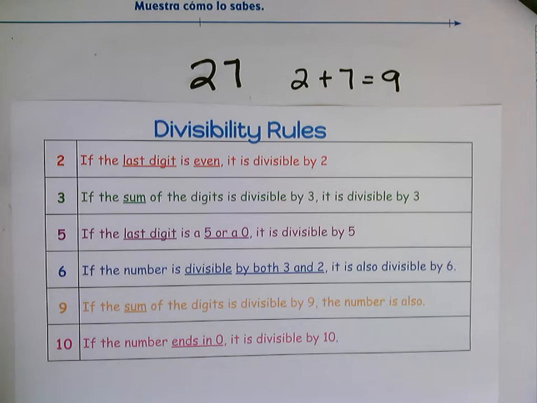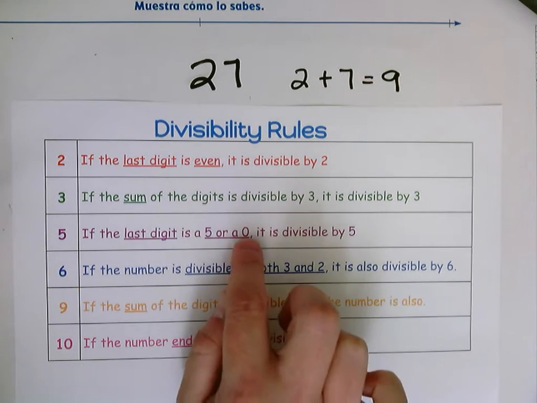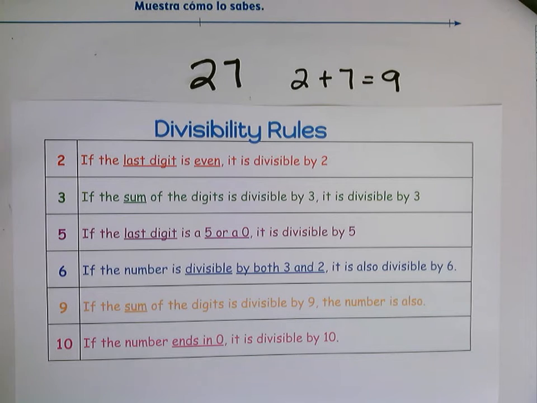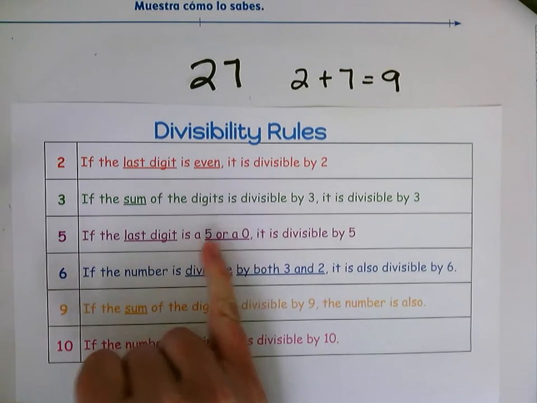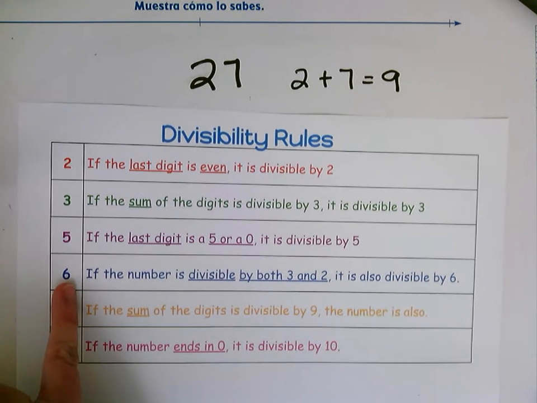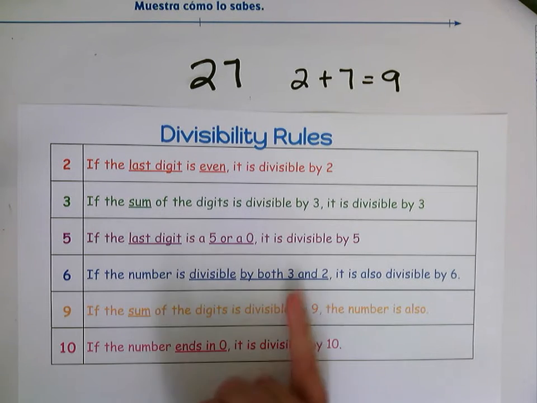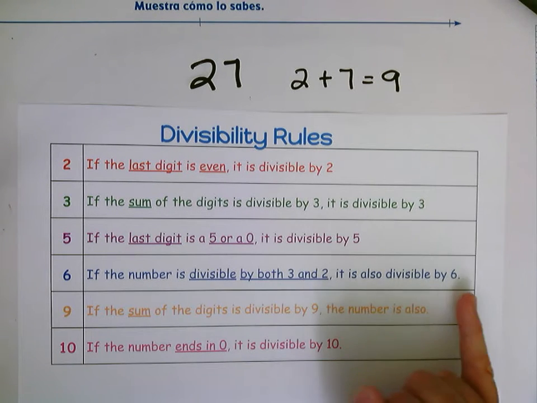A number is divisible by 5 if the last digit is a 5 or a 0. Thinking about when we count by 5, we get 5, 10, 15, 20. Every one of those either ends in a 5 or ends in a 0. 6 is a factor of a number if 2 and 3 are both factors. If it's divisible by 3 and 2, it's also divisible by 6.